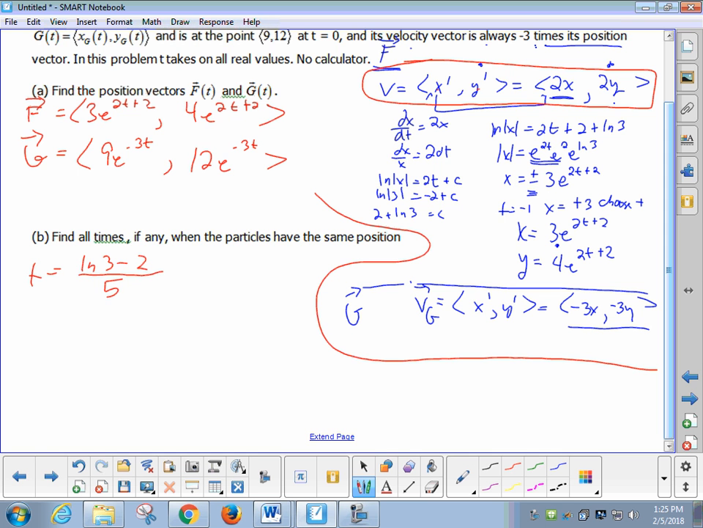So now that you have the vectors, should we go to B or give you a minute to finish A? Okay, I'll give you a second to finish A, then we'll go on to part B once you have both vectors. Oh, I know why it is.